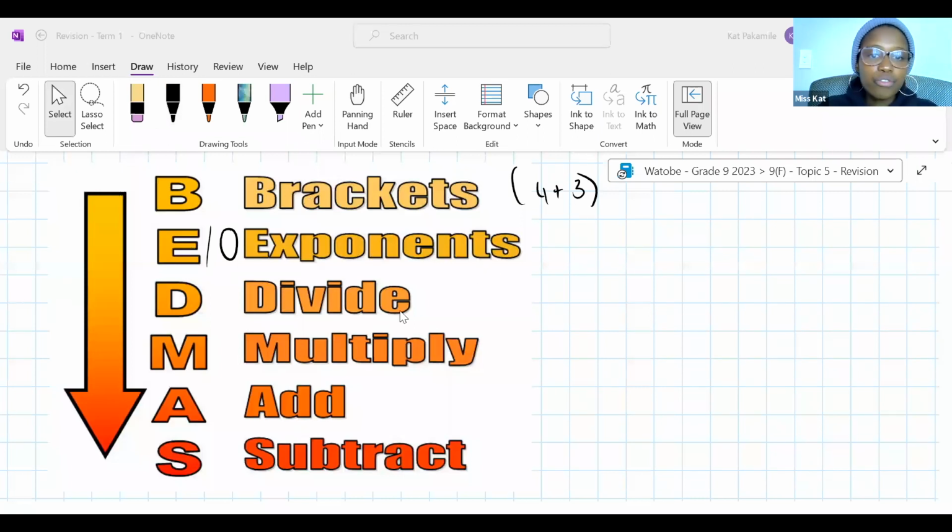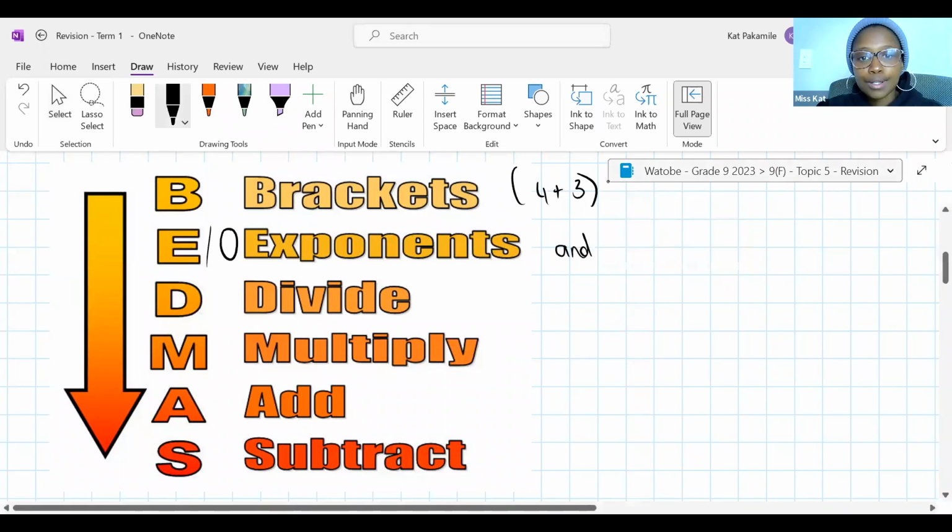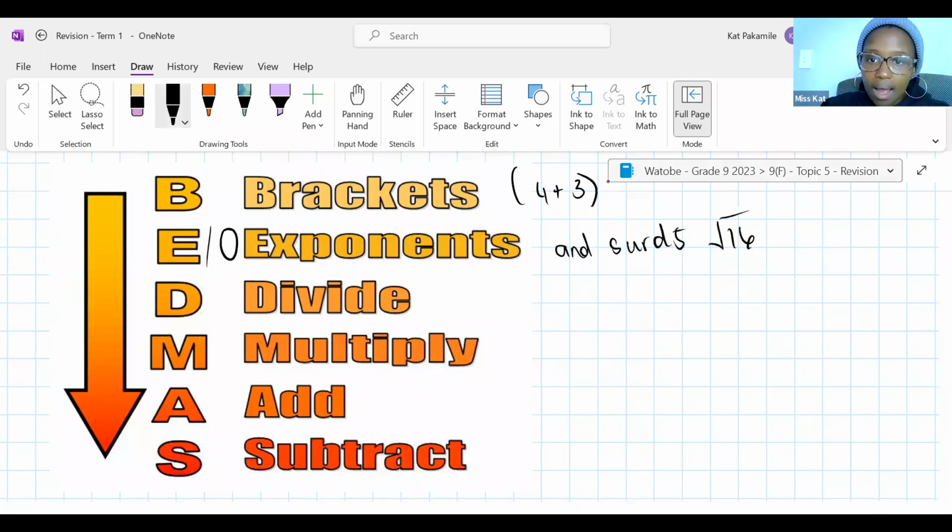Cool. So first, if you have brackets, as I said, you work inside the brackets and you work out what's going on in there. And then next, obviously, it's exponents and surds. Meaning, if you have these, you work those out next. So after your brackets, you look for surds.